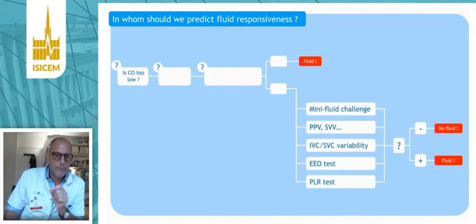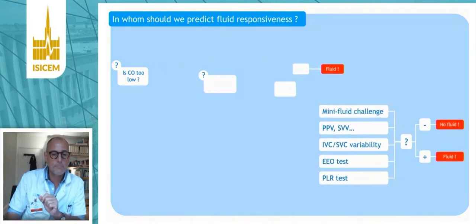In fact, the first box of the algorithm should be: is cardiac output too low? It's very important because preload responsiveness is a normal, physiological condition. The fact that there are some positive indices or tests of fluid responsiveness should not promote fluid infusion automatically. It should promote fluid infusion if there is obvious tissue hypoxia.